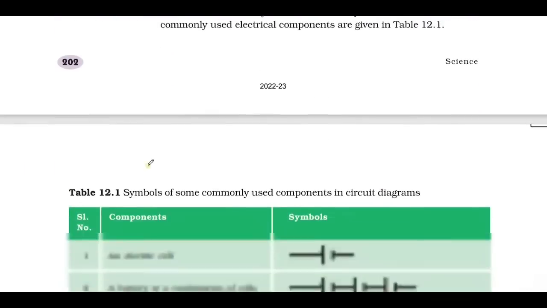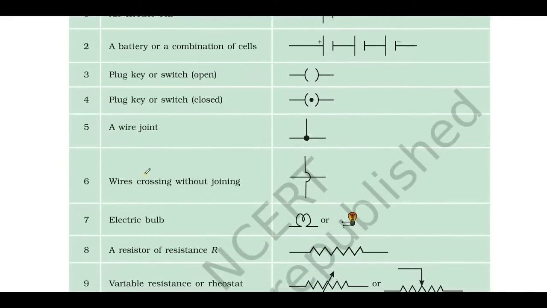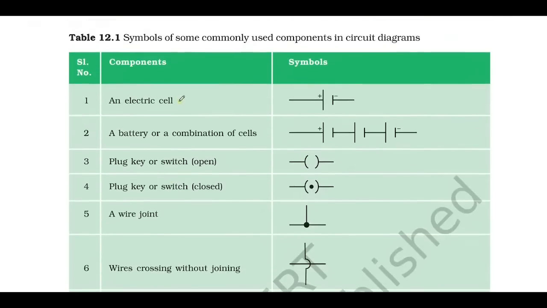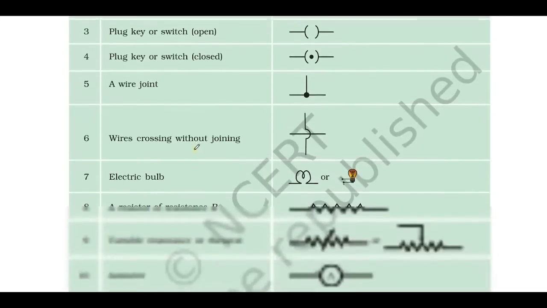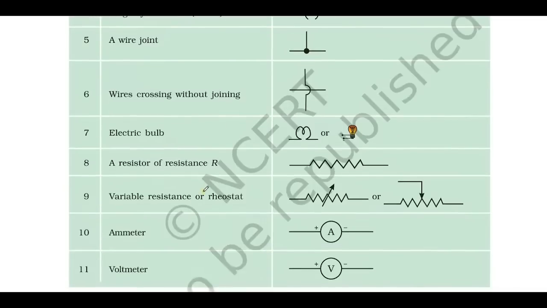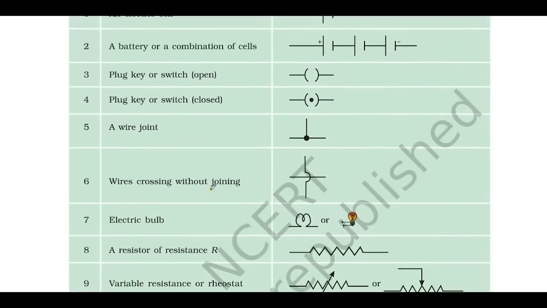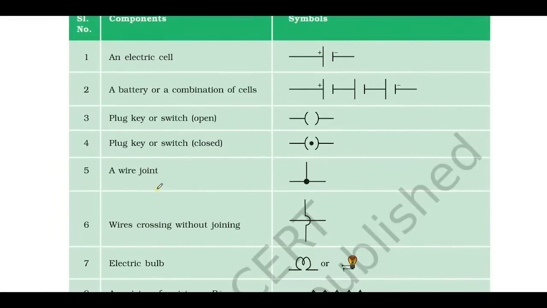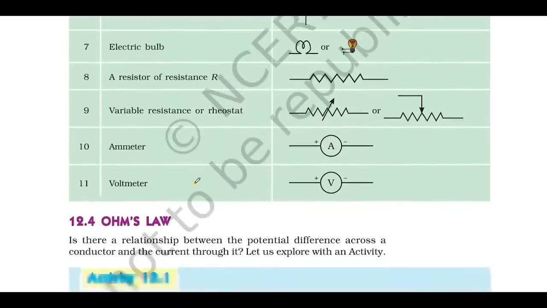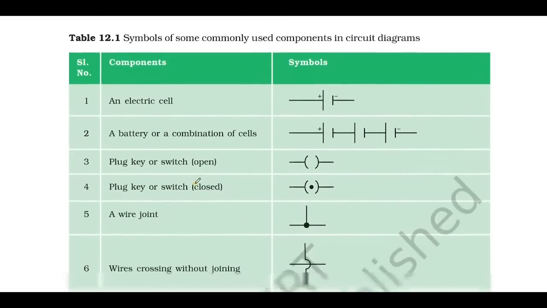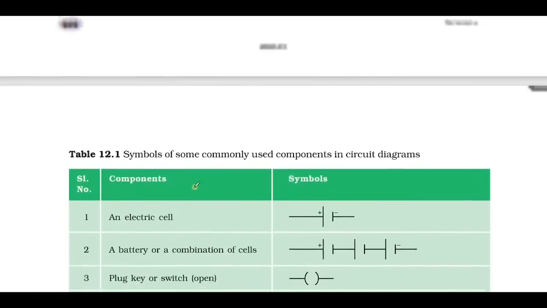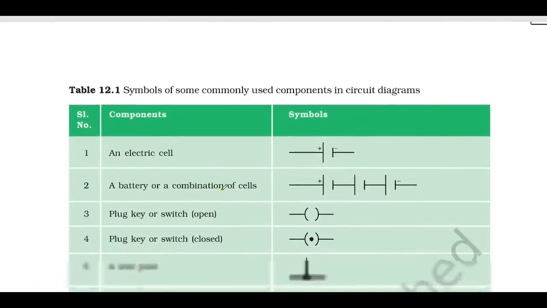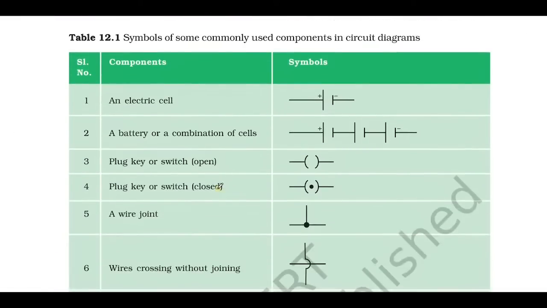Next, circuit symbols. You can expect circuit symbols for 1 mark. You can go through all the circuit symbols, whether it is resistance, ammeter or rheostat, wire joint, crossing without joining, switch open, close, a battery. All these are important. Students, if you go through the textbook, it will be very easy to study and score good marks in science.